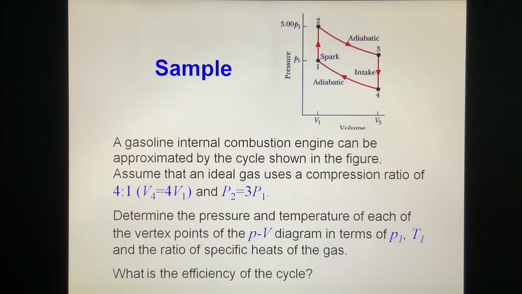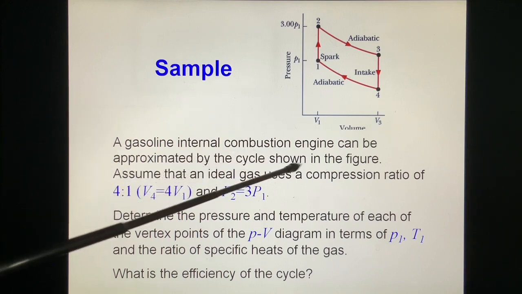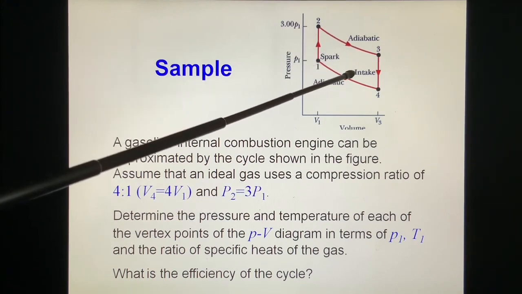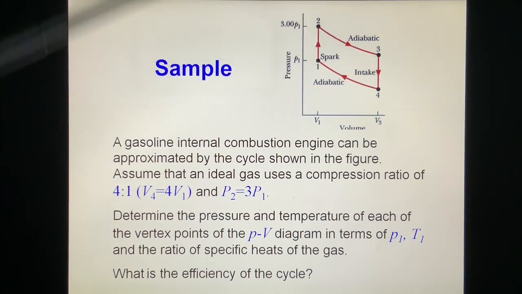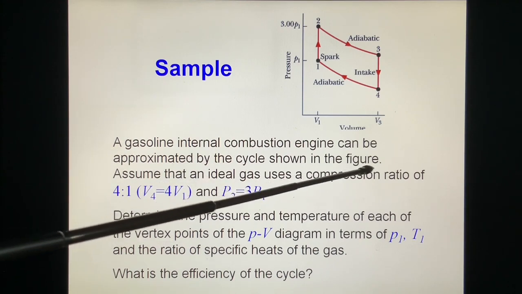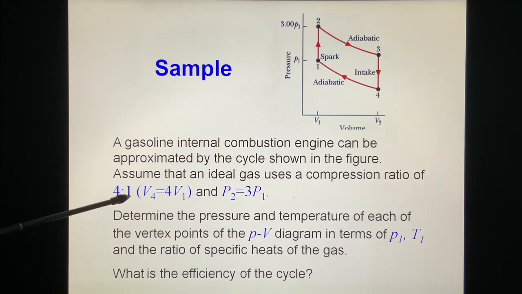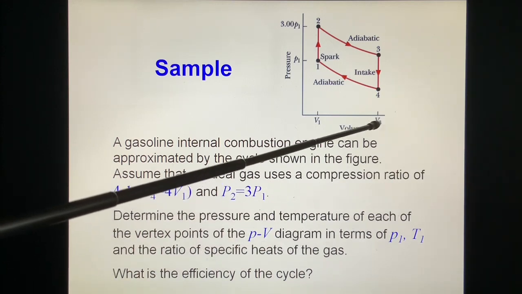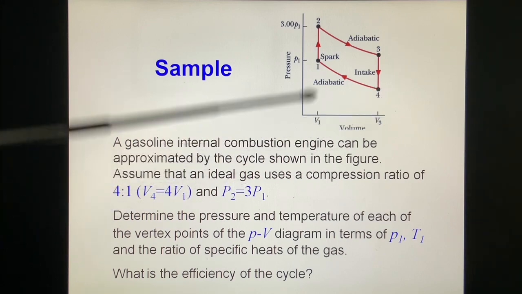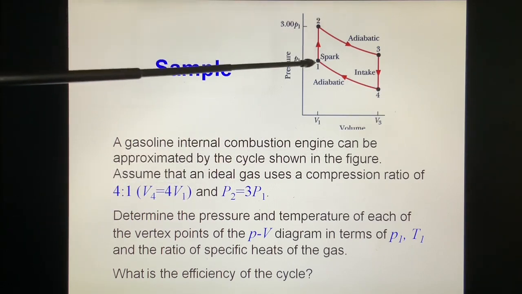Sample: a gasoline internal combustion engine can be approximated by the cycle shown in the figure. In this one you have two adiabatic processes and two constant volume processes. Assume that an ideal gas is used with a compression ratio of 4:1. That is, V4 is equal to 4 V1, and P2 equal to 3 P1.